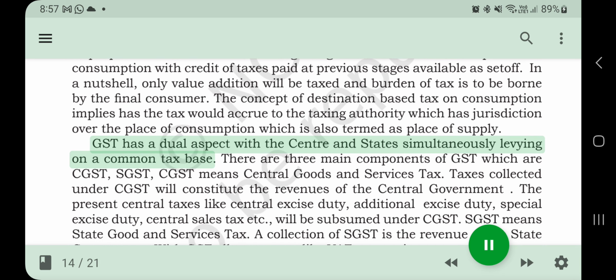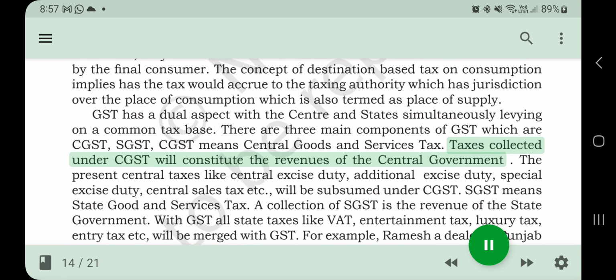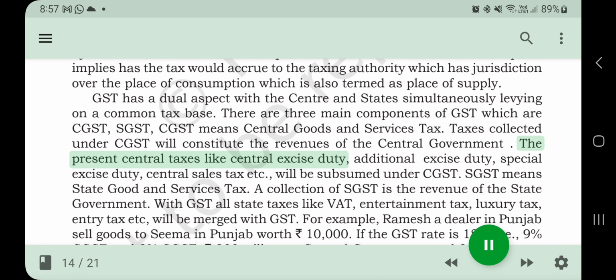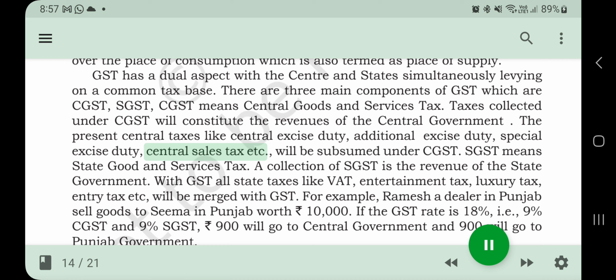GST has a dual aspect, with the center and states simultaneously levying it on a common tax base. There are three main components of GST: CGST, SGST and IGST. CGST means Central Goods and Services Tax. Taxes collected under CGST will constitute the revenues of the central government. The present central taxes like Central Excise Duty, Additional Excise Duty, Special Excise Duty, Central Sales Tax etc. will be subsumed under CGST.